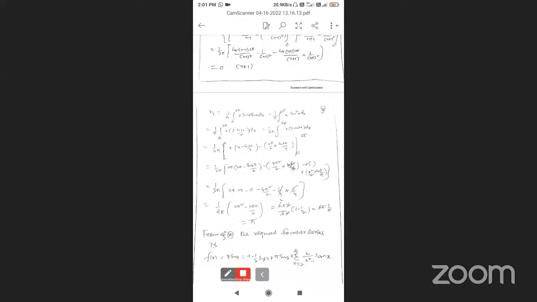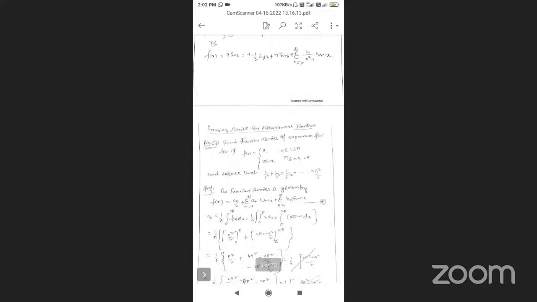That is a naught value, pi. From equation star, the required Fourier series is f of x is equal to x sin x is equal to minus 1 by 2 cos x plus pi sin x plus summation n is equal to 2 to infinity 2 by n square minus cos nx. This is called a Fourier series.